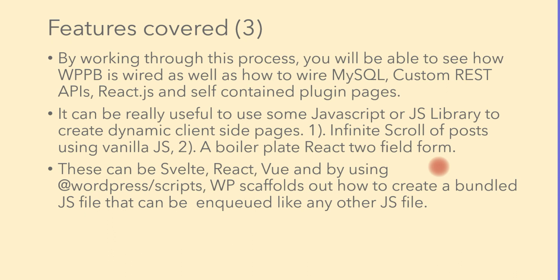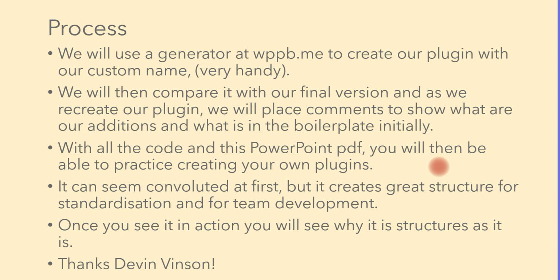And so by working through this process, you'll see how the boilerplate is wired, how you wire in MySQL, custom REST APIs, React.js, and self-contained plugin pages, because it's really useful to have JavaScript and JS libraries working in WordPress. It makes it a really great platform, and they could be anything from Svelte, React, Vue. Once you've seen how you wire it in, you'll be able to use the library of your choice. And we'll use a generator at wpp.me that will create our plugin with our very own custom name, which is really handy rather than having to use utilities or change the default name.